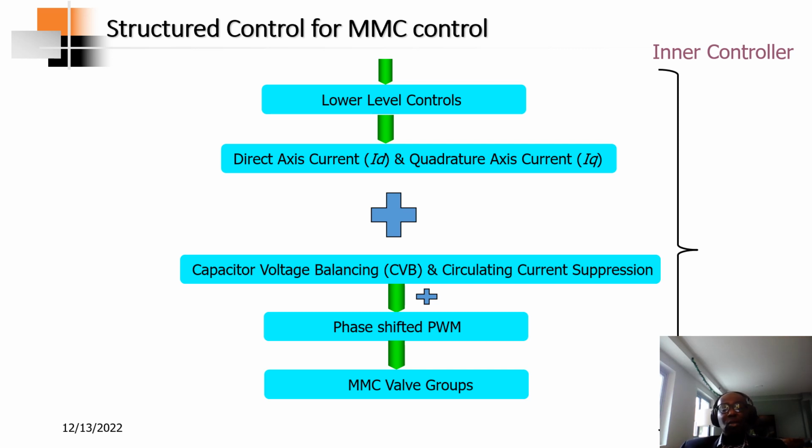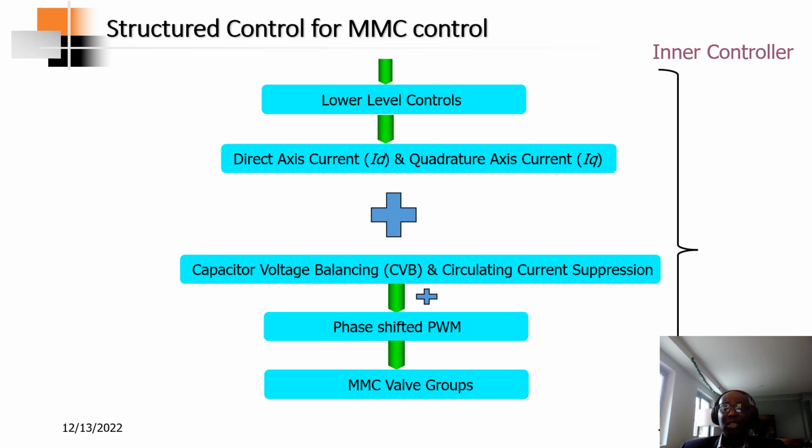For the lower level controls, remember, for the onshore MMC, I'm controlling the DC voltage and an AC voltage, right? So I should be able to control my direct axis current and my quadrature axis current. My direct axis current, I'm controlling it to be able to control my DC voltage, and I'm controlling my quadrature axis current to be able to control my reactive power and control my AC voltage.